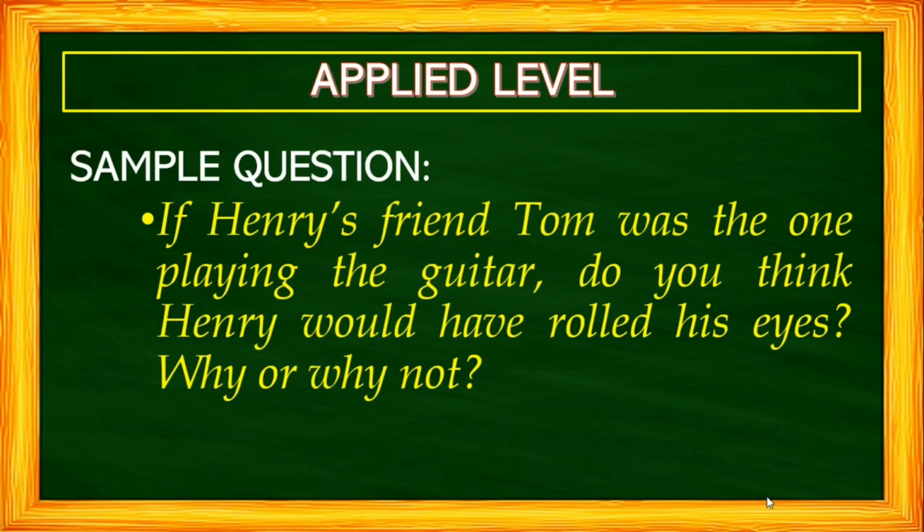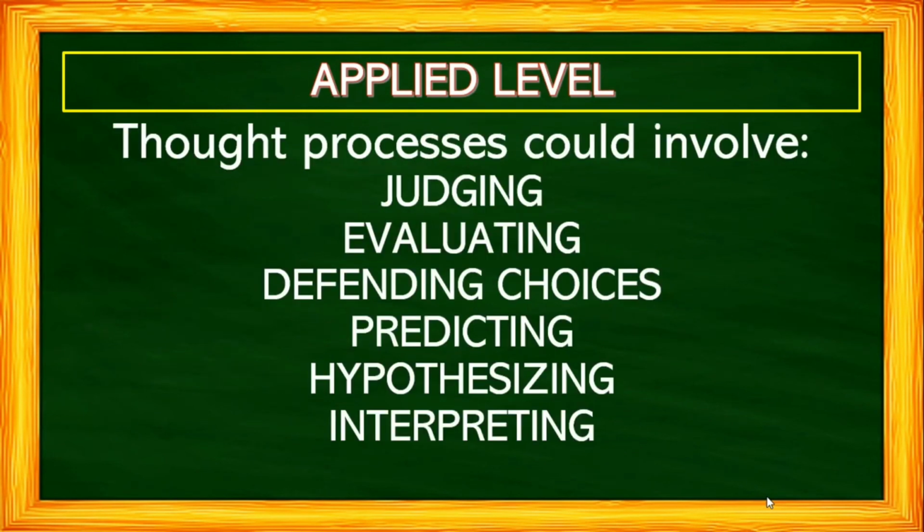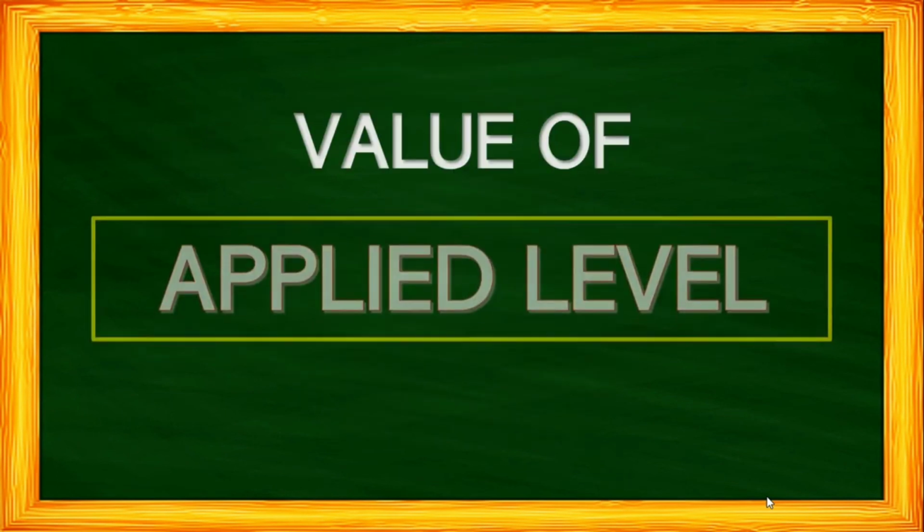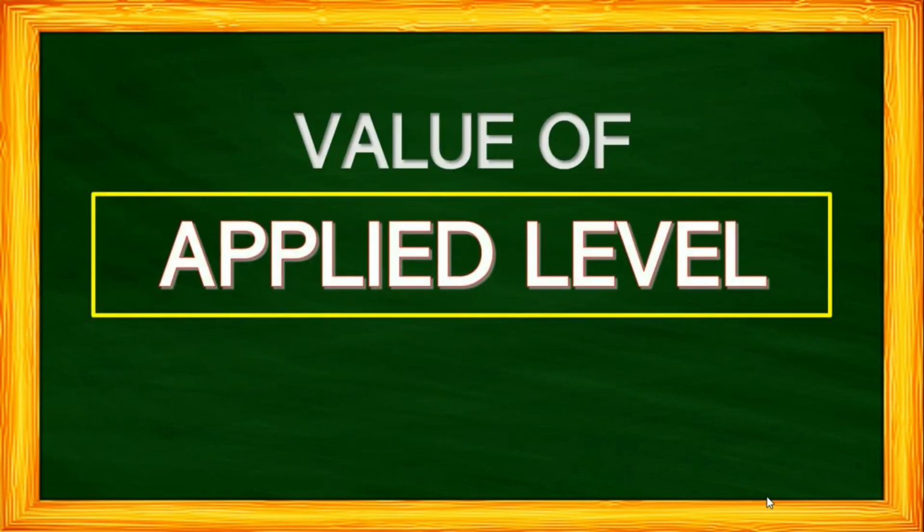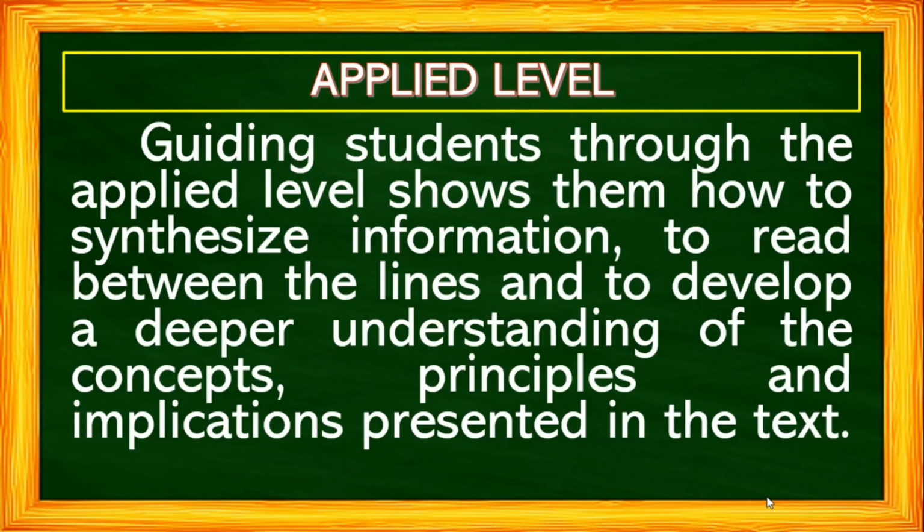If Henry's friend Tom was the one playing the guitar, do you think Henry would have rolled his eyes? Why or why not? Under applied level, thought processes could involve judging, evaluating, defending choices, predicting, hypothesizing, and interpreting. And the importance, the significance, or the value of applied level: guiding students through the applied level shows them how to synthesize information, to read between the lines, and to develop a deeper understanding of the concepts, principles, and implications presented in the text.